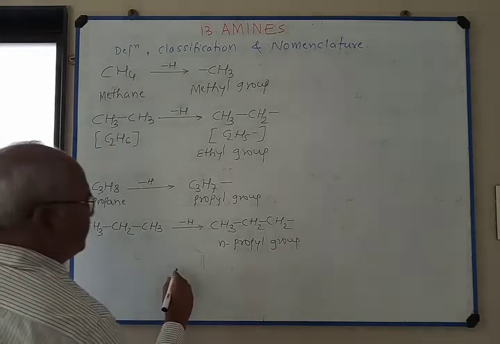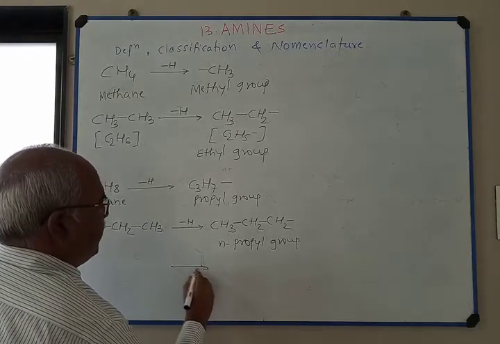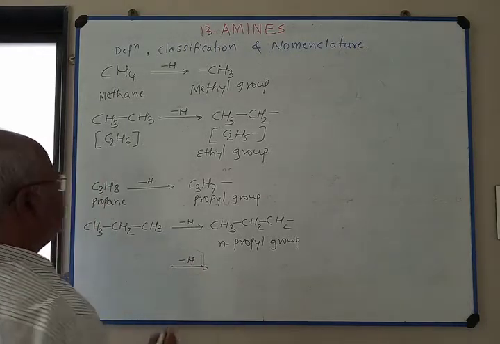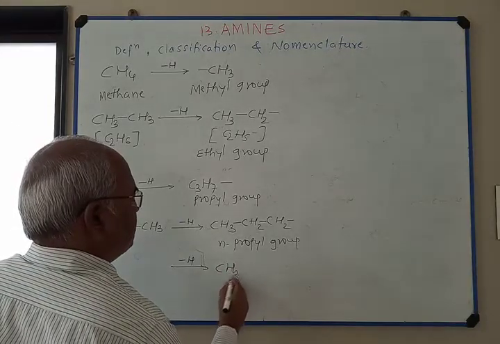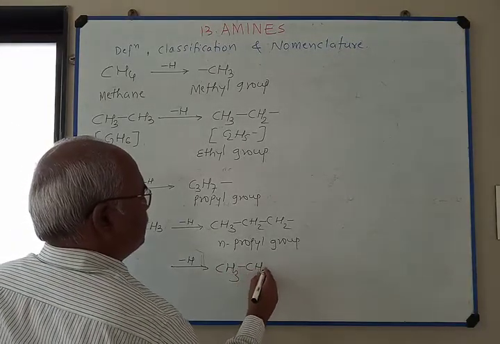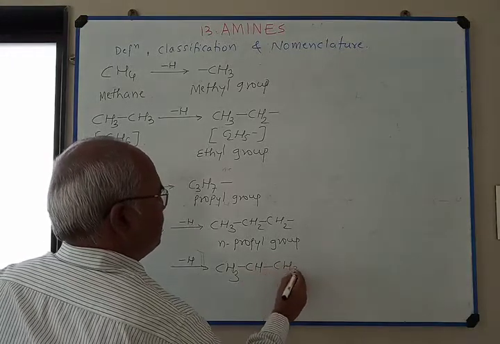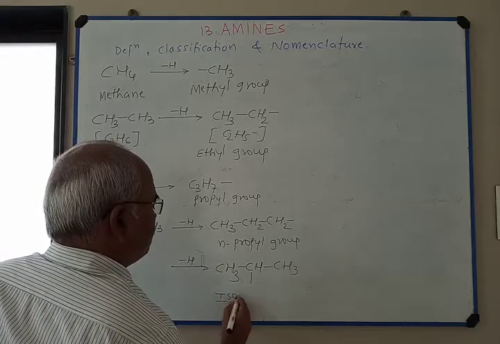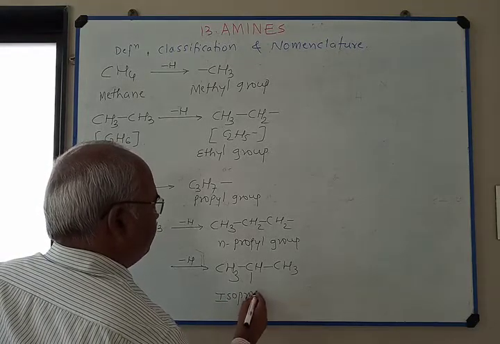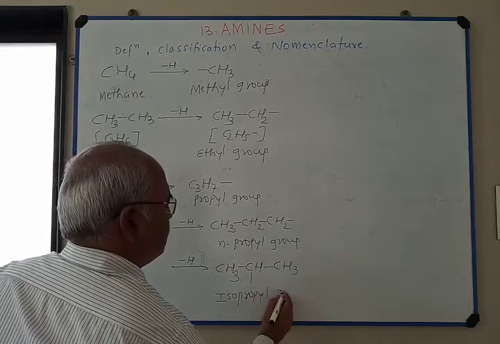In next case, I remove hydrogen from middle carbon atom and we get CH3, CH, CH3. This group is called isopropyl group.